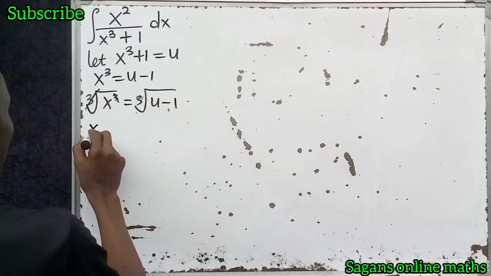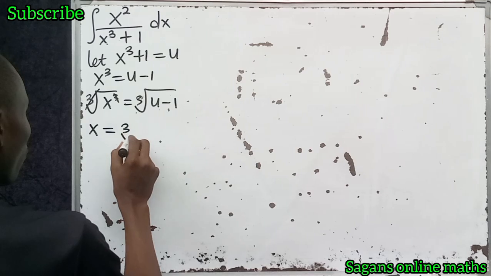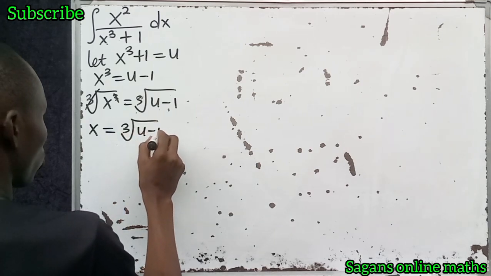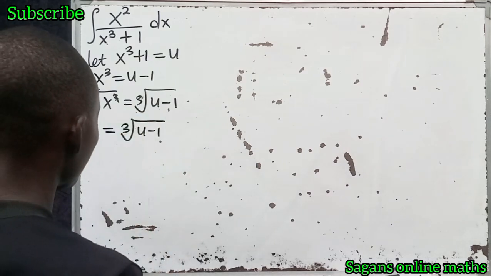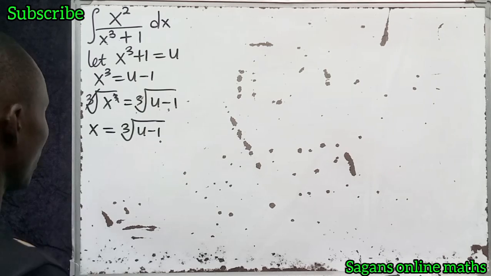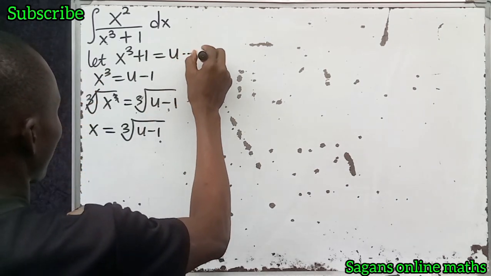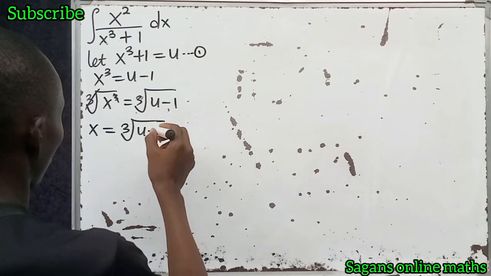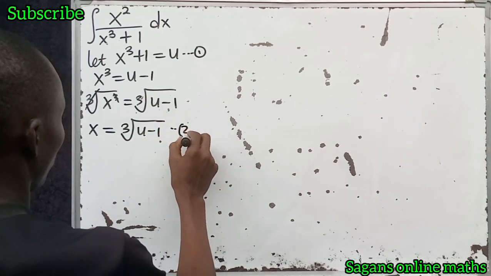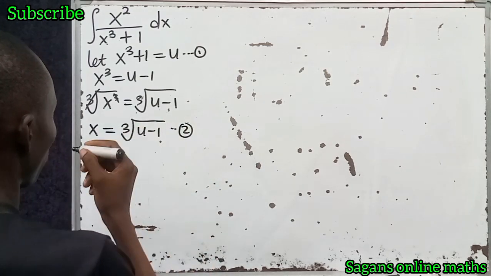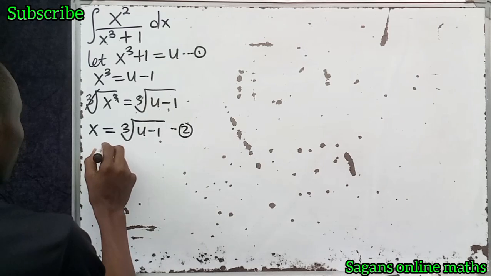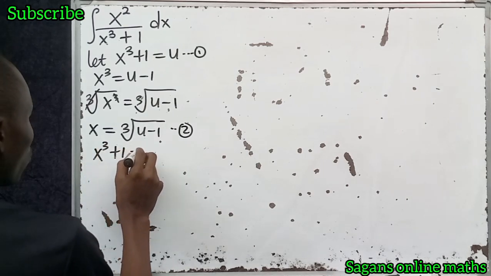So now our x is equal to the cube root of u minus 1. Wow. This is pocket genius, right? I love this. Amazing. Now let's go back. Let me say this is equation 1, and this we are getting is equation 2. Let's go back to equation 1. Equation 1 says that x to the power of 3 plus 1 is equal to u.